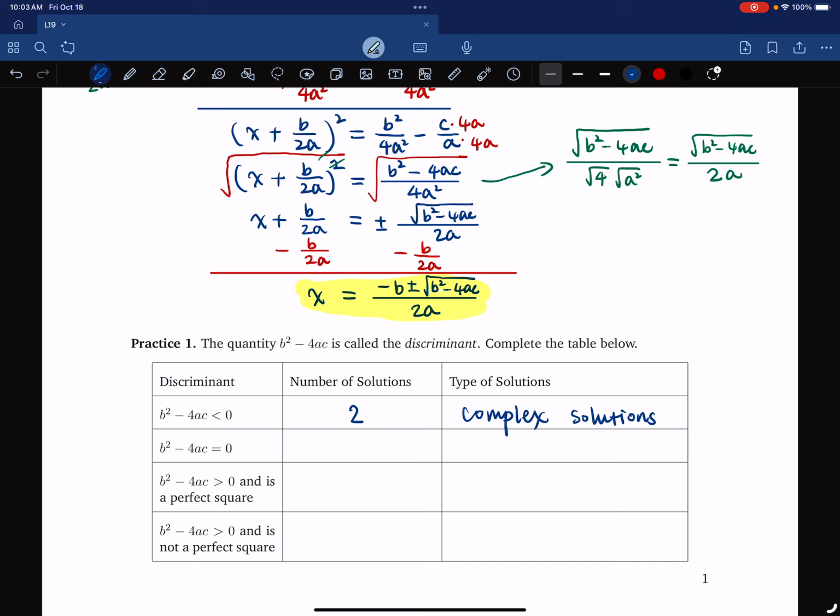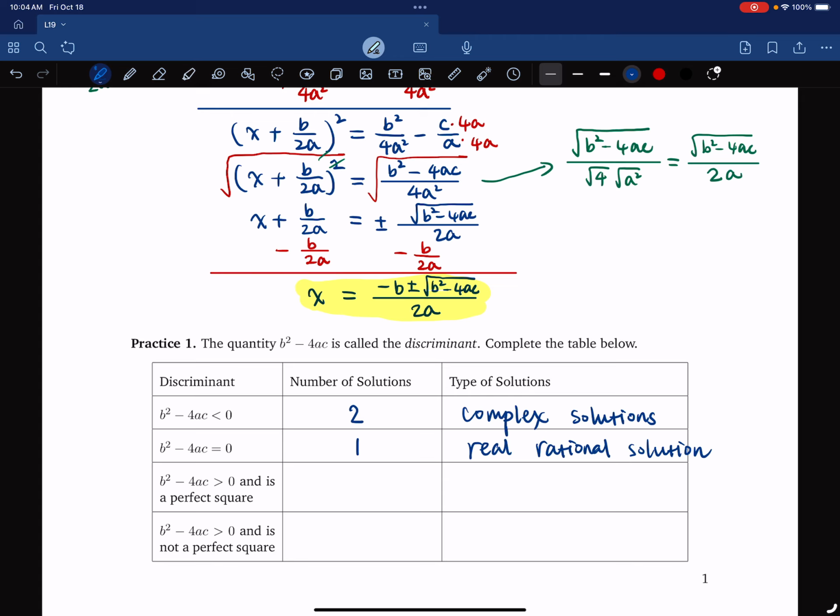Case number 2, b squared minus 4ac is 0. If it's a 0, then this term becomes 0. So basically this goes away, including the plus minus. And as you can see, our solution is simply negative b over 2a. It's a real number, so we only have one solution, and it's a real and also rational solution. Rational just means that we don't have any radical signs.